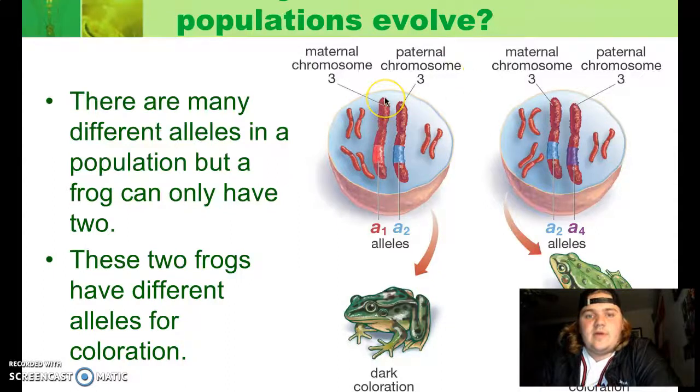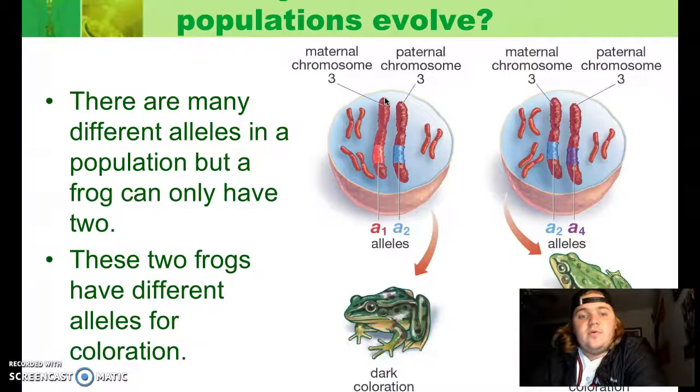Exactly how do populations evolve? There are many different alleles in a population, but a frog can only have two. And these two frogs have different alleles for coloration. That's basically saying that these chromosomes each represent the different colors, like A1, A2, and A3 and A4. The paternal and the maternal chromosomes change the color of the frog from the lighter color to the darker color.